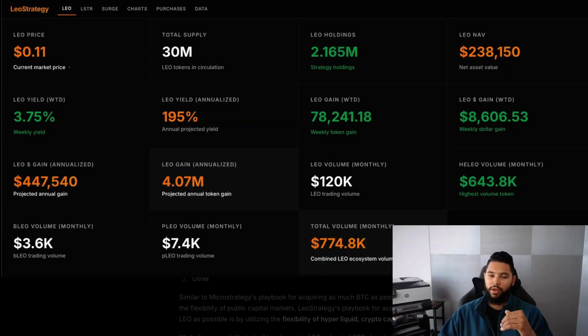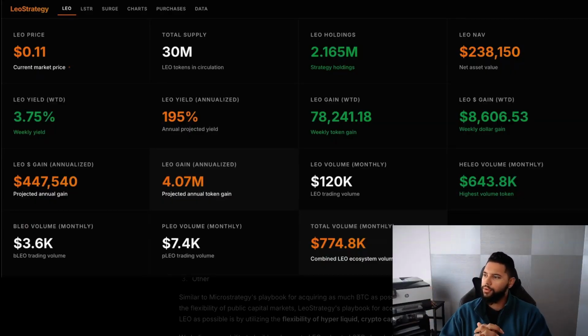0.4% was profit for LeoStrategy and 1% was burned, because that's how the Leo bridges work. The 1% from the bridge fee is burned. So now the Leo economy profited in terms of burning Leo, and LeoStrategy's fund profited in terms of the 0.4%.